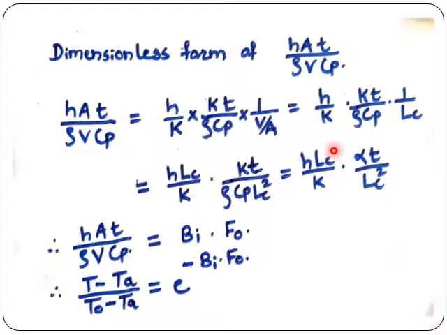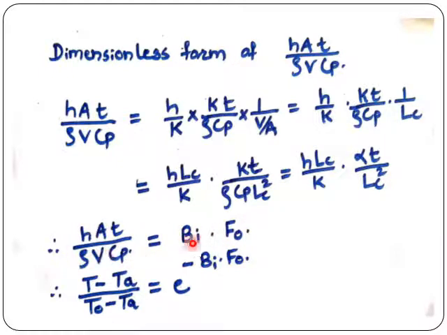This term h Lc by k is called the Biot number, where h is the heat transfer coefficient, Lc is the characteristic length, and k is the conductivity of the solid. And alpha t by Lc squared is written as Fo, which is the Fourier number, where alpha is thermal diffusivity, t is the time, and Lc is the characteristic length.